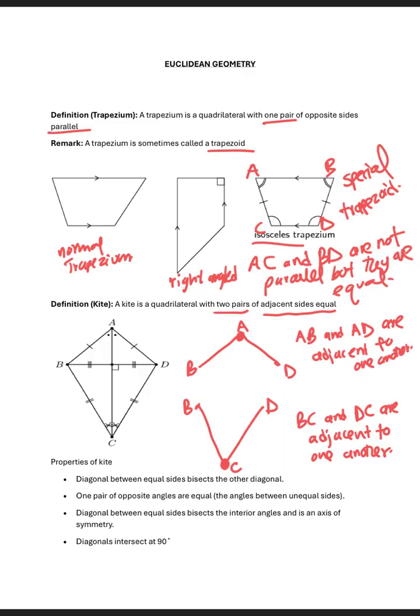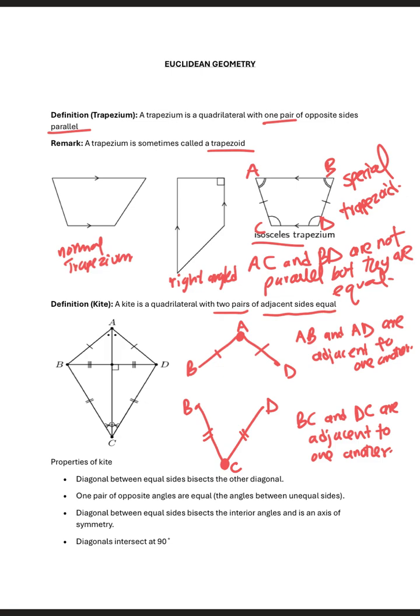So that's what it means when it says a kite is a quadrilateral with two pairs of adjacent sides that are equal. Now, it says that those adjacent sides are equal. It means you can see this side is equal to this side, and then this here is equal to this. So we have that. And then we are also given the properties of a kite, right?